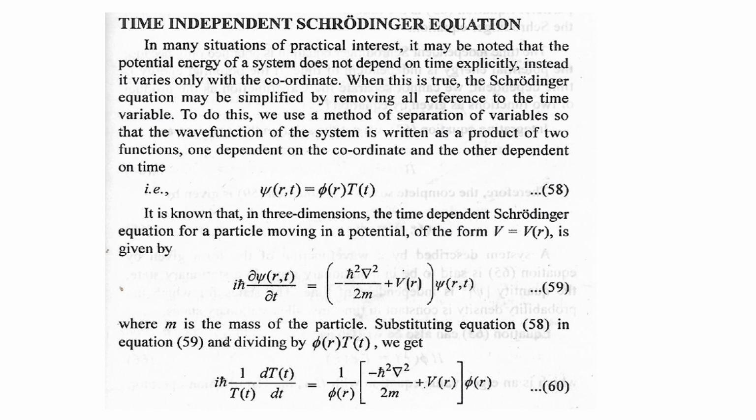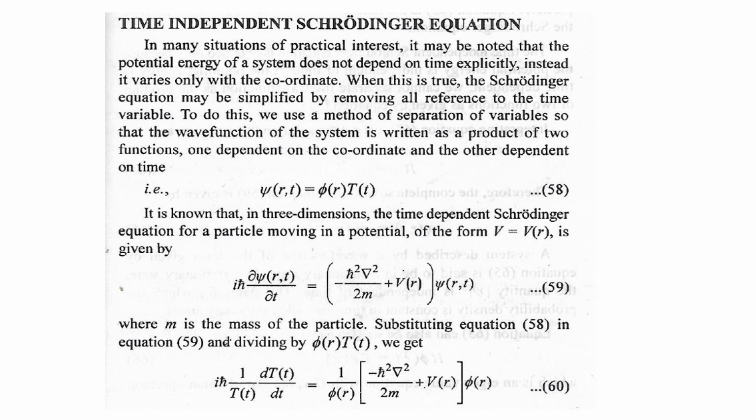we can simplify the Schrodinger equation by removing all reference to the time variable that we used in the case of the time dependent Schrodinger equation. Okay, so in situations where potential energy is a function of position coordinate only, we can simplify the Schrodinger equation considering the position coordinate only, or we can disregard the time factor from that.